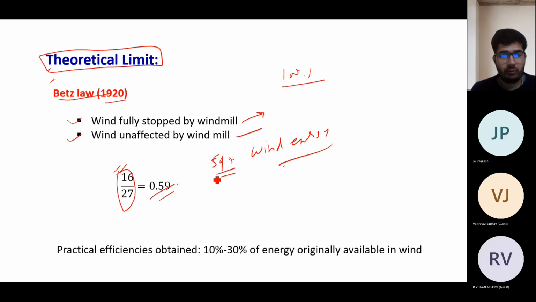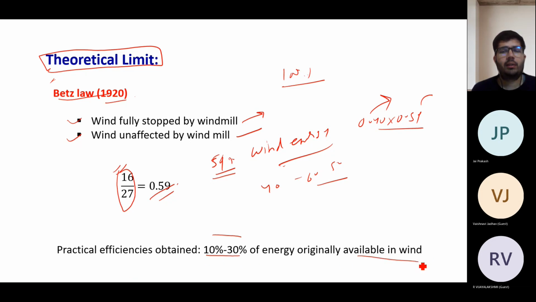But practically, when we are working, we get only 10 to 30% of the energy. The efficiency of the wind turbine may be around 40%, 50% or 60%. So the final efficiency will be 0.40 times 0.59, because 59% is the theoretical limit and this one is the practical limit. The practical efficiency is around 10 to 30% of the energy originally available in the wind.